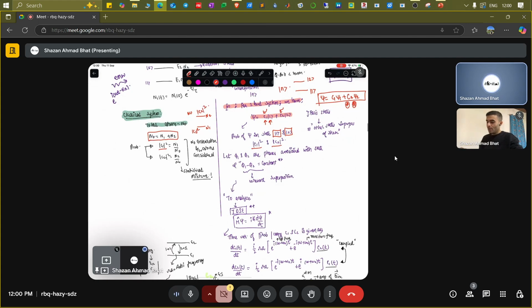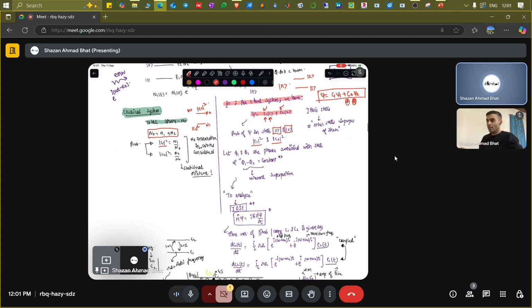So that will be given by the number of species in level 1 divided by total species. That is the simplest probability, I should say. Similarly, for level 2, it will be given by the number of species or atoms in level 2 divided by the total number of atoms. So it's almost like a statistical mixture.